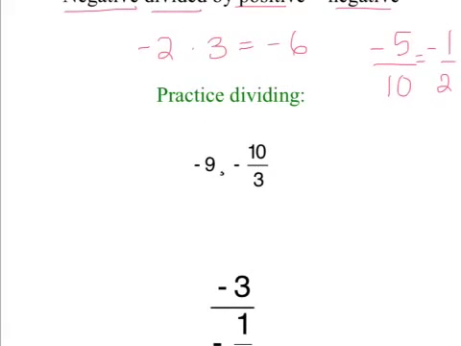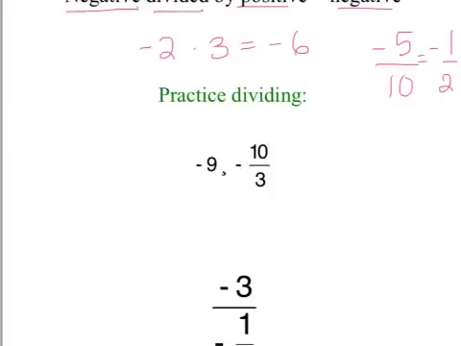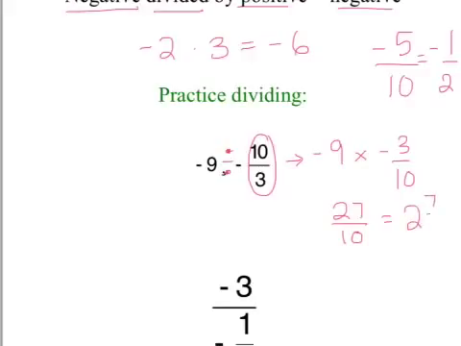Let's practice negative 9 divided by negative 10/3. All right, so let's talk about what that means. That means negative 9 times the reciprocal of that number, okay? So the reciprocal of that number would be negative 3 over 10. So negative 9 divided by negative 10 over 3 is the same thing as negative 9 times negative 3 over 10, which is going to give me positive 27 over 10, which is 2 7/10.